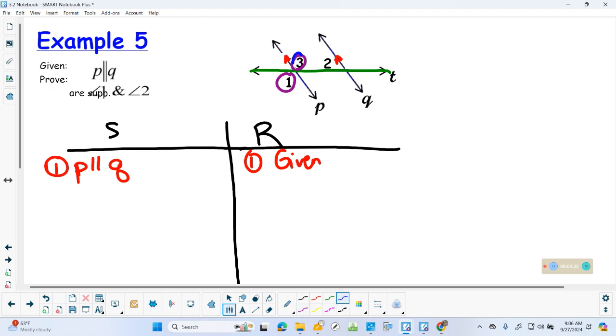There's also a relationship between 2 and 3. What type of angles are 2 and 3? Consecutive interior. And what do consecutive interiors add up to? Supplementary. I think we're going to make those two things come together. It doesn't matter what you put in first. I talked about the vertical angles first, so I'm going to start with that. I'm going to say angle 1 is congruent to angle 3, and that's the vertical angle congruency theorem, or VAC.